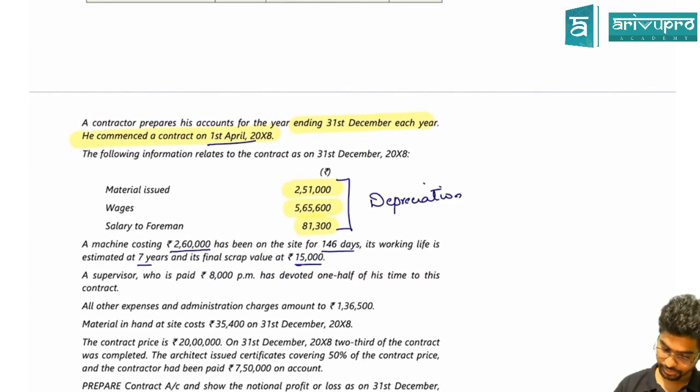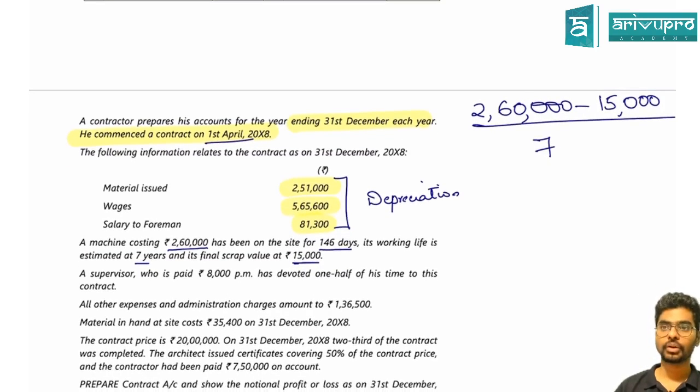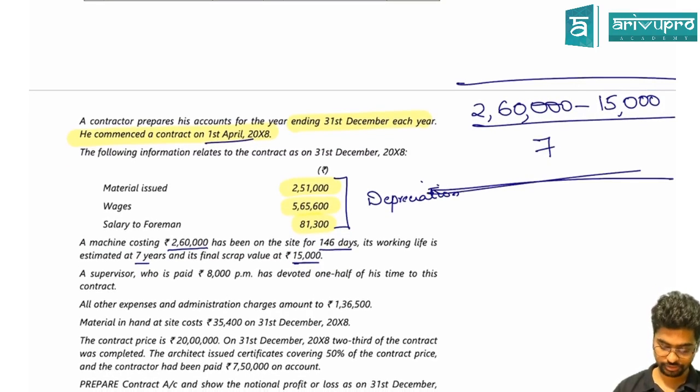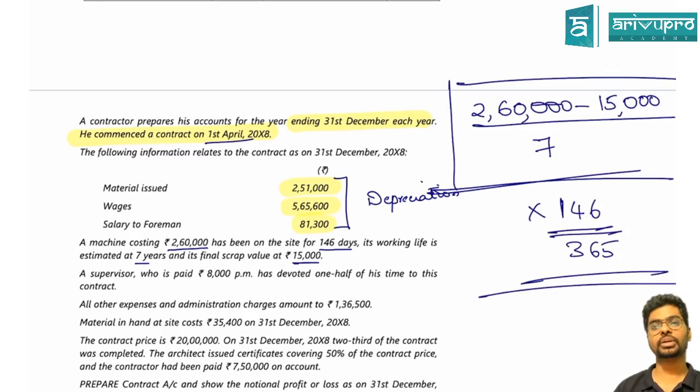Cost of the asset, 2,60,000 minus scrap value, divided by the useful life of the asset, 7 years, correct? Whatever value you get is going to be for 1 year. I am using only for what? 146 days out of 365 days. So how much does the depreciation amount come up to? 14,000. Everyone's clear with this?